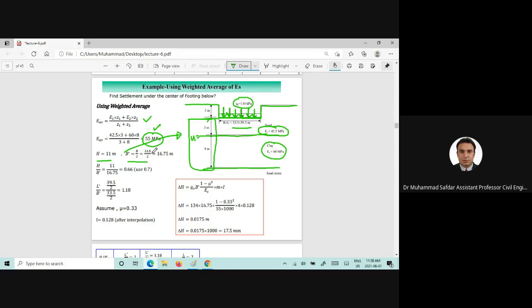So we will find, because assuming that in the example we are asked to find out at the center, the settlement, the immediate settlement, we need to find out under the center of that footing.